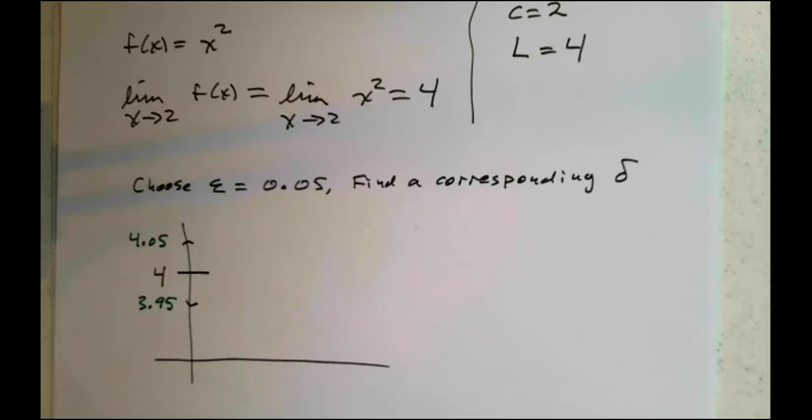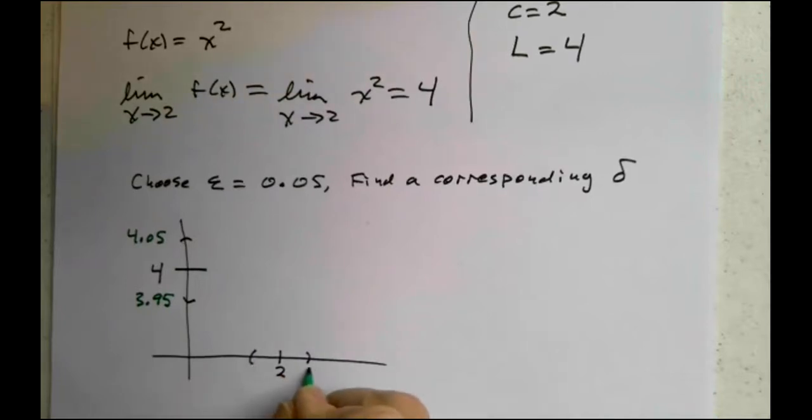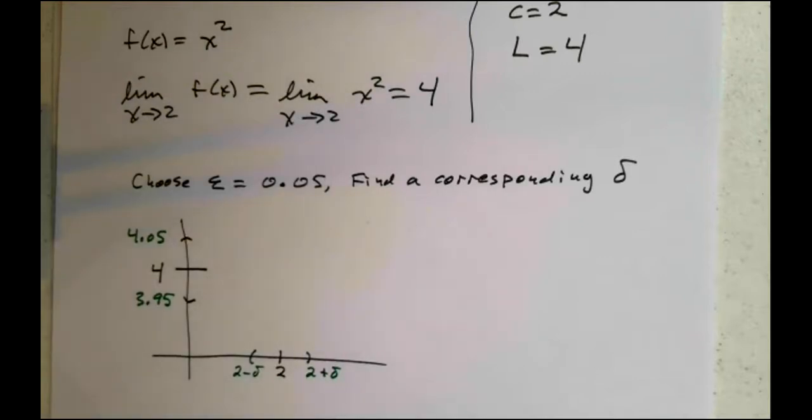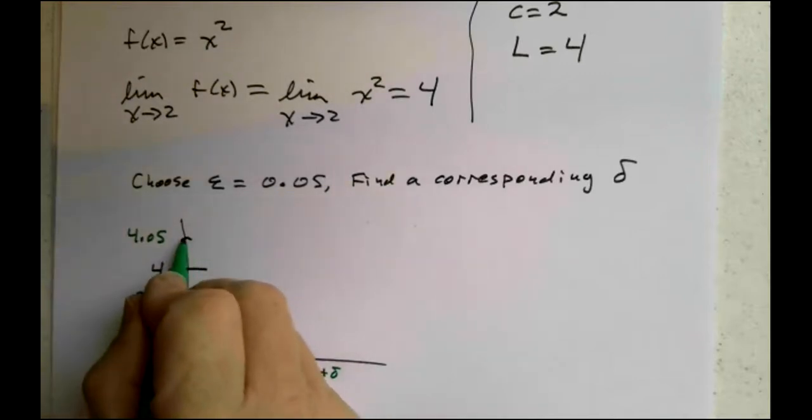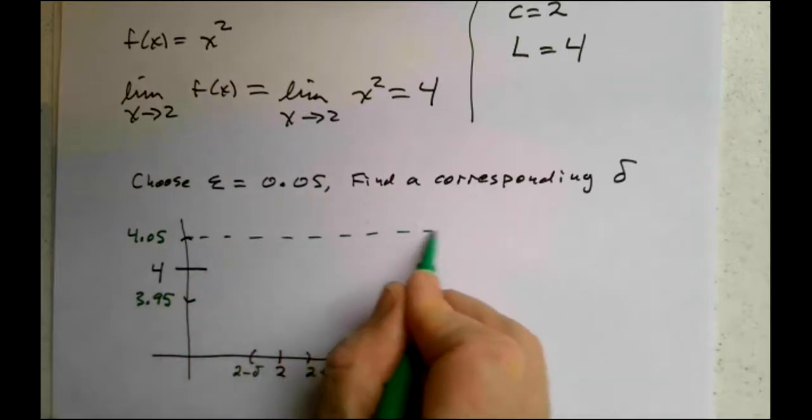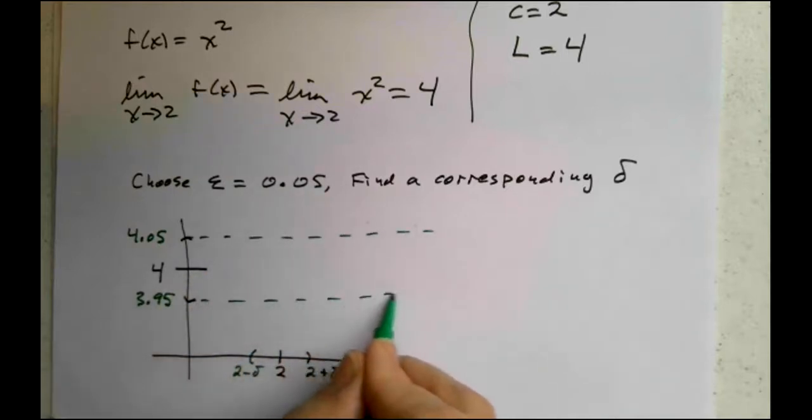I want to choose a delta. We're approaching 2. So here's what I'm approaching. I'm approaching 2. I want to choose some delta. So this is 2 plus delta here and 2 minus delta here, so that all of the values of the function, except perhaps at 2, are within that ribbon. So we draw out that ribbon.